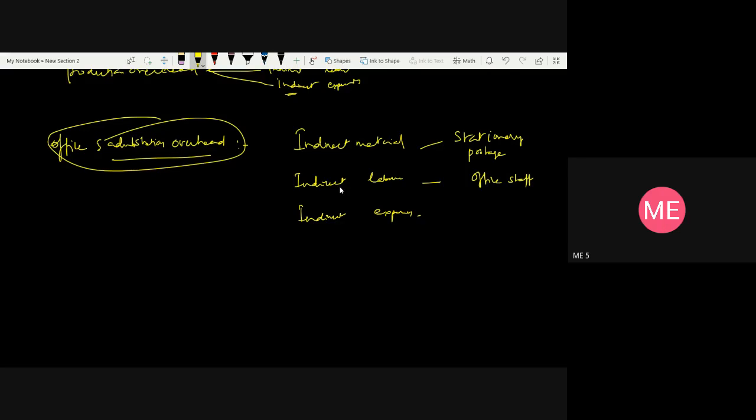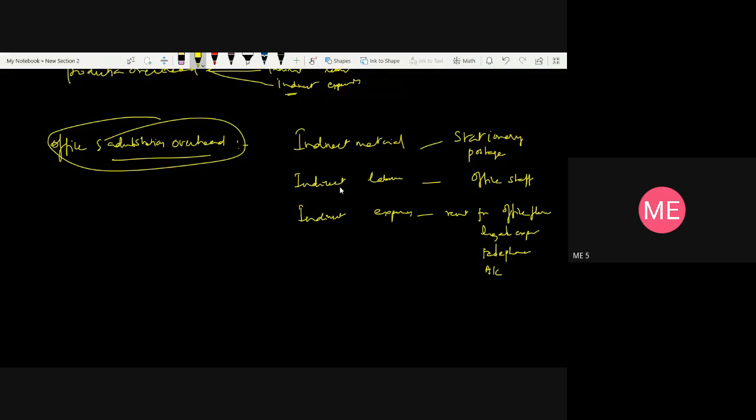And indirect expenses, in a similar fashion: rent for the office floor. What is the rent you are paying for the administrative office floor? That will be taken as indirect expenses. Any legal expenses are also indirect expenses. And power supply, telephone for communication purposes, and AC, if you have it, all come under the indirect expenses of the office administration overhead.